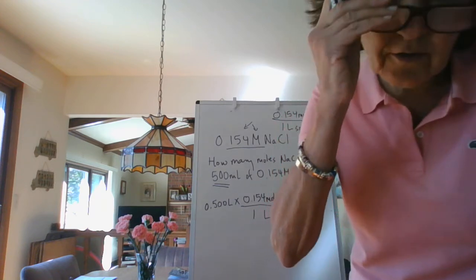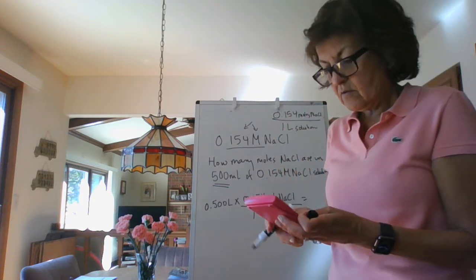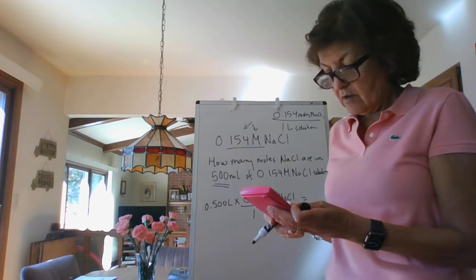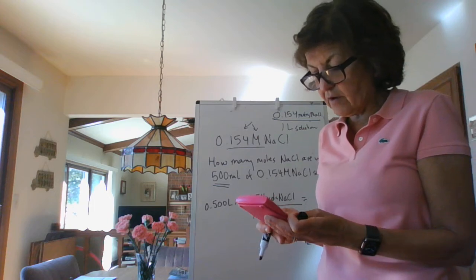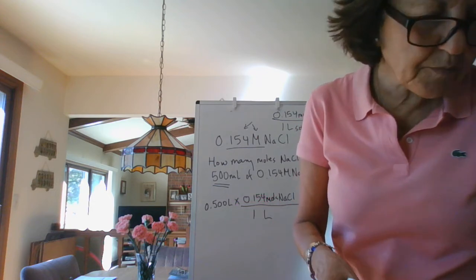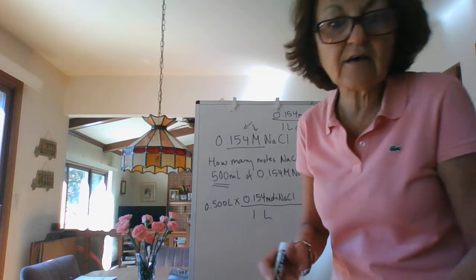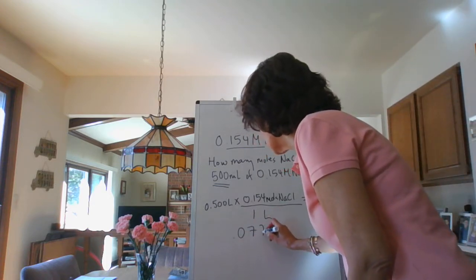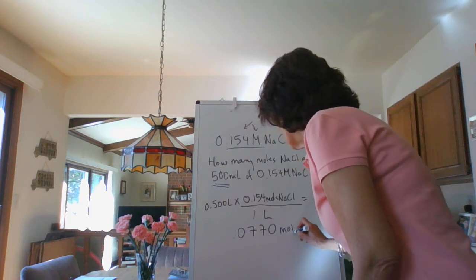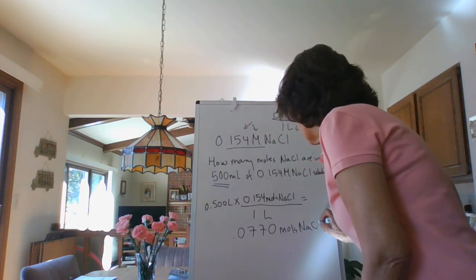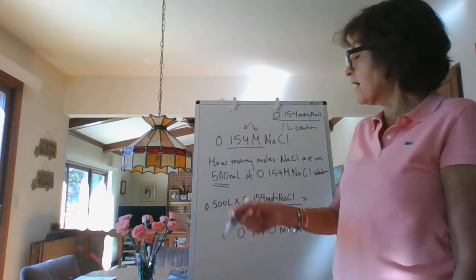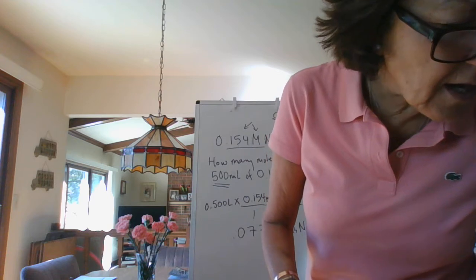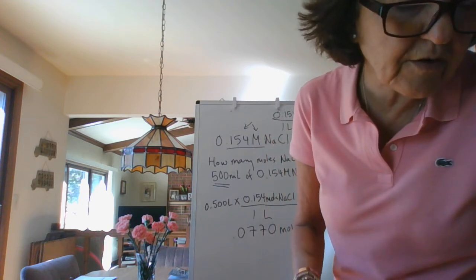Get my calculator. All right, and you've got 0.5 times 0.154, and you get 0.0770 moles. So 0.0770 moles of sodium chloride. Okay, so that answers part of the question. The other part of the question, I think, was how many grams of sodium chloride are in the 500 mL?